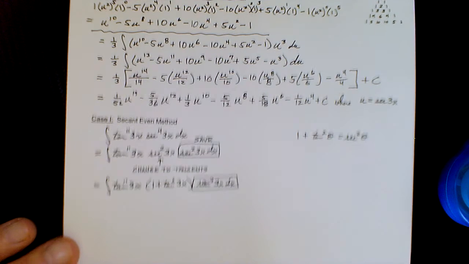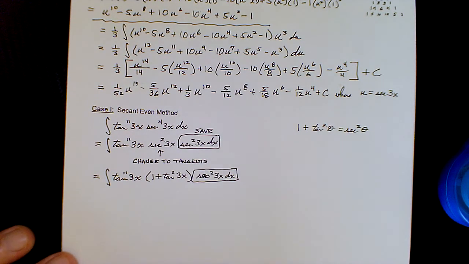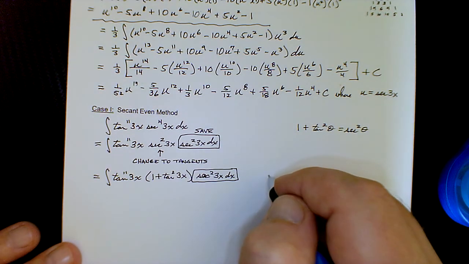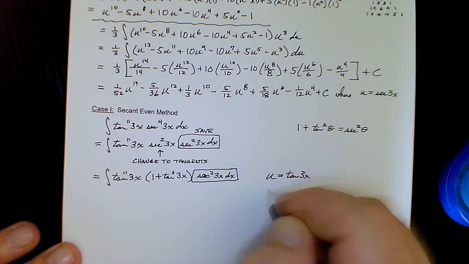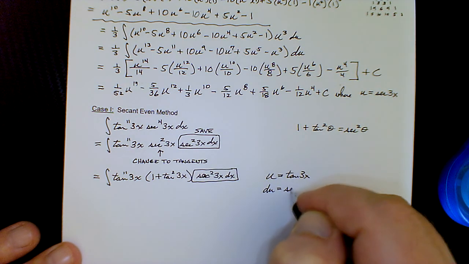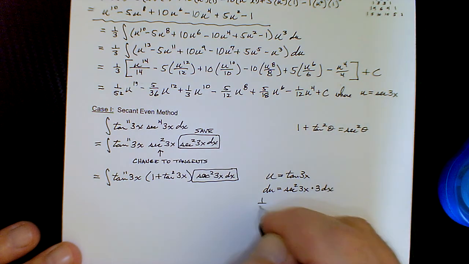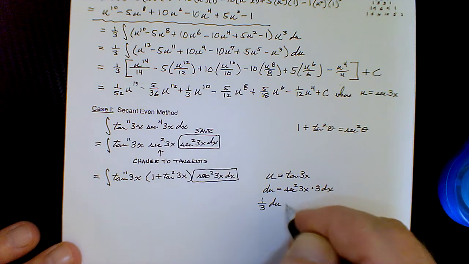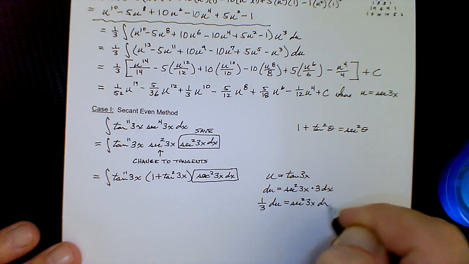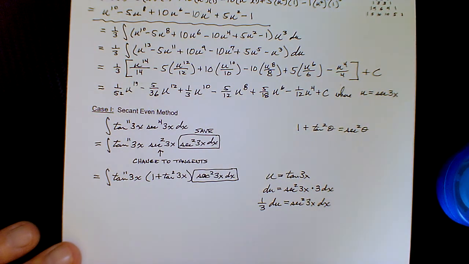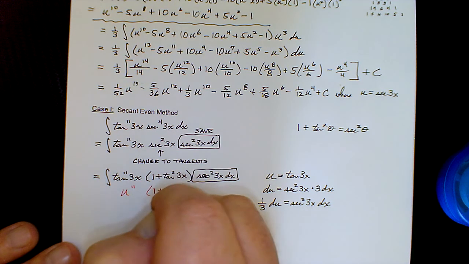We're going to pick our u to be the tangent of 3x. The du, secant squared 3x, don't forget times 3. Differential dx as well, routinely modifying. 1/3 du is secant squared 3x dx. Back to the integral. U is tangent, so here's u to the 11th, 1 plus u squared. And the secant squared 3x dx makes up 1/3 du.